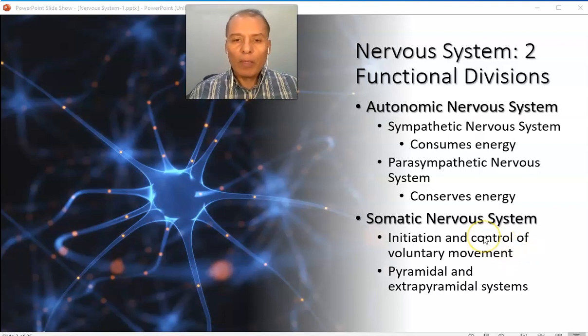So it is the system that runs voluntary movement, or enables you to move different parts of your body, and it has two main parts. One is called the pyramidal and one is called the extrapyramidal. In effect, these two systems enable you to initiate movement, to control and refine that movement, and also to have gross motor and fine motor.